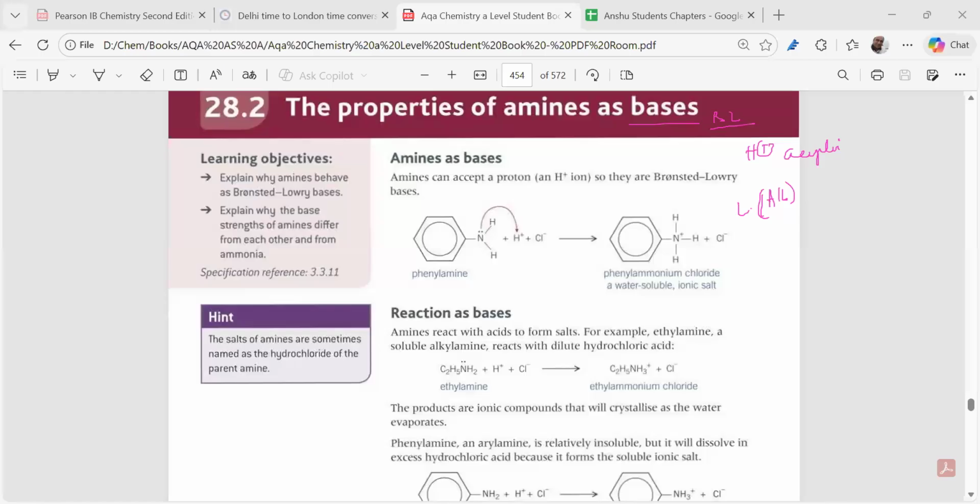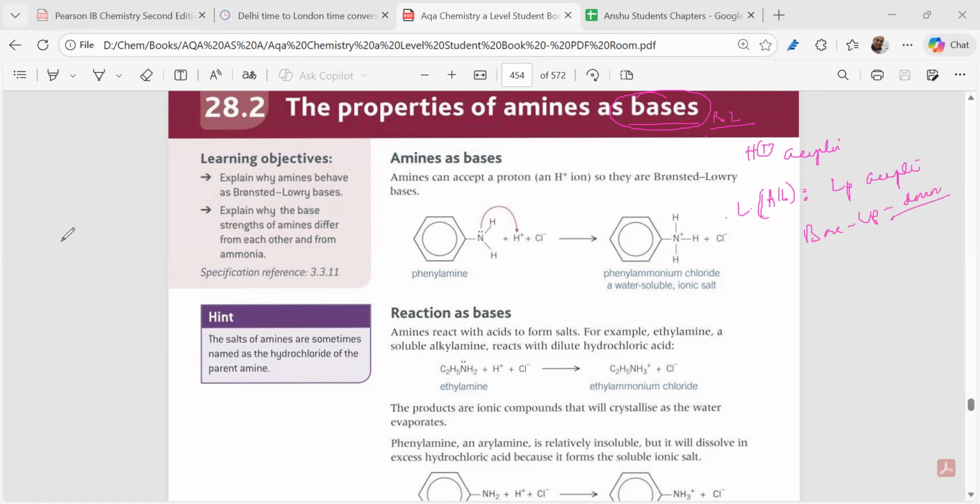We know this part, that amines can be defined as bases in two ways: Bronsted Lowry and Lewis acid base theory. Lewis acid base theory tells you what? That Lewis acids are lone pair acceptors and bases are lone pair donors, right?